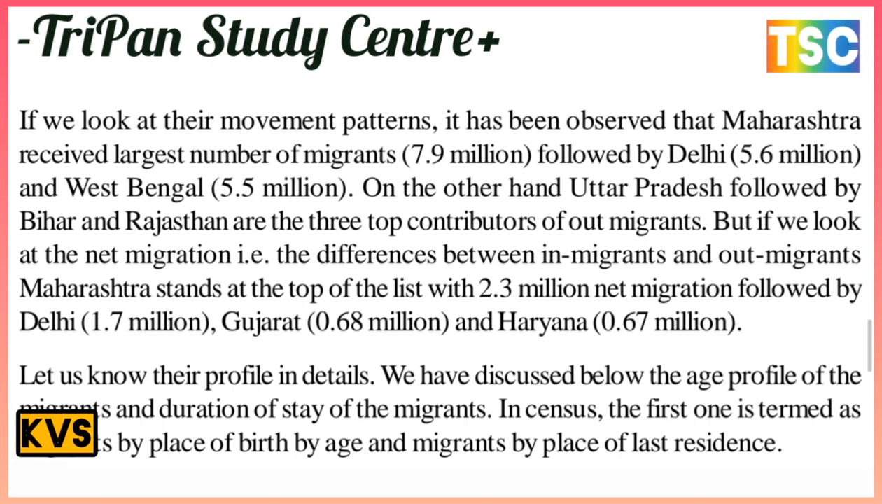But if we look at net migration, the difference between in-migrants and out-migrants, Maharashtra stands at the top of the list with 2.3 million net migration, followed by Delhi with 1.7 million, Gujarat with 0.68 million and Haryana with 0.67 million. This is the most important number here.